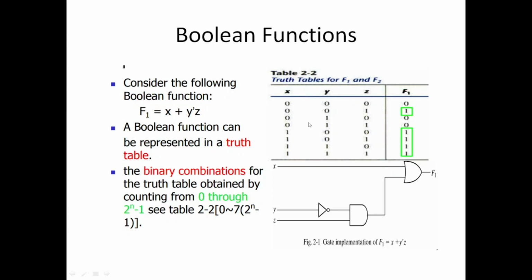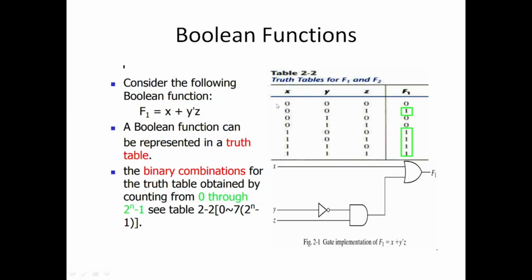And how do these values come here? They are derived with the formula 0 to 2 power n minus 1. Substituting n as 3, 2 power 3 minus 1. What is 2 power 3? 2 power 3 is 8, and 8 minus 1 is 7. So we have to consider the binary combinations from 0 to 7, with respect to 3 bits.